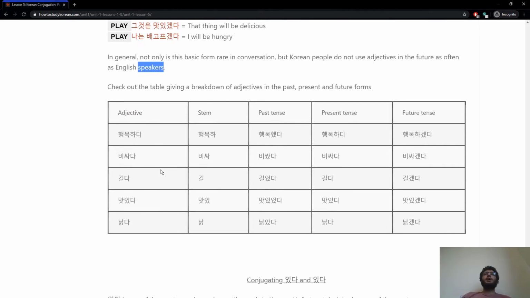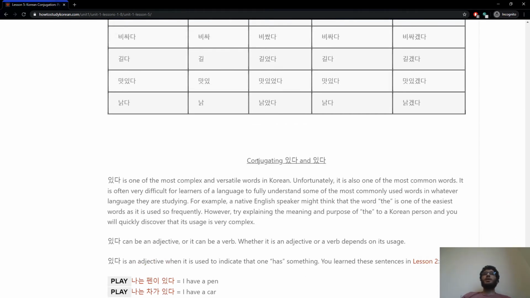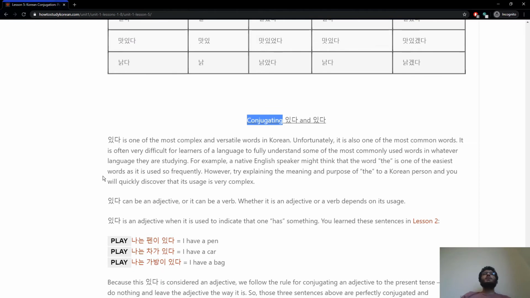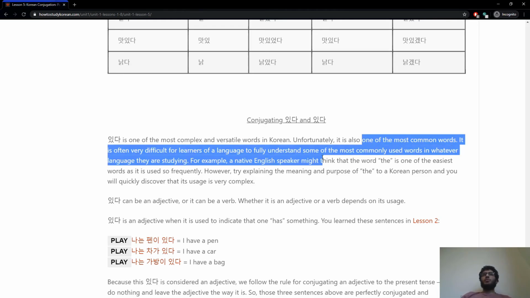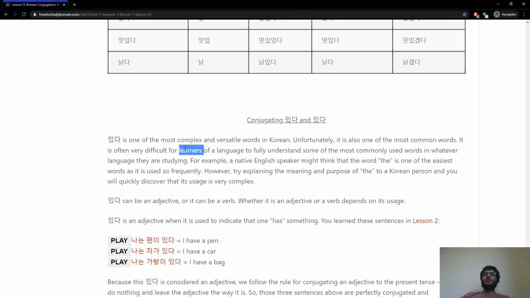Very true. Another summary table, and then conjugating 있다 and 없다, right? Because we said 있다 can have two meanings. One of the most complex and versatile words in Korean. Unfortunately, it is also one of the most common words. It is often very difficult for learners of a language to fully understand some of the most commonly used words in whatever language they're studying.